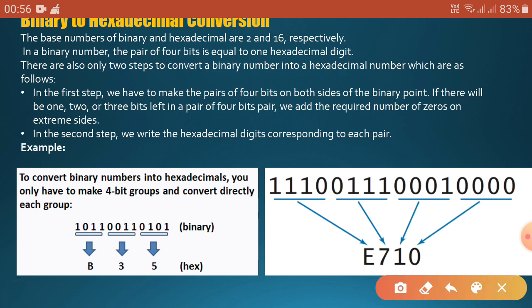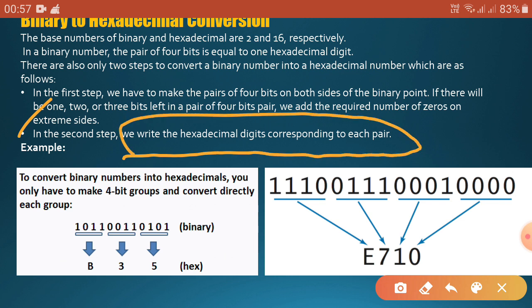Second point is, if there will be 1, 2 or 3 bits left in a pair of 4 bits, we add required number of zeros on extreme sides. Okay, and the last point is, we write hexadecimal digits corresponding to each pair.